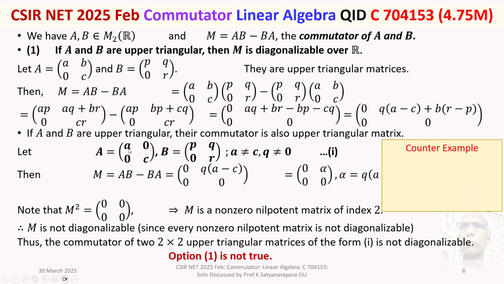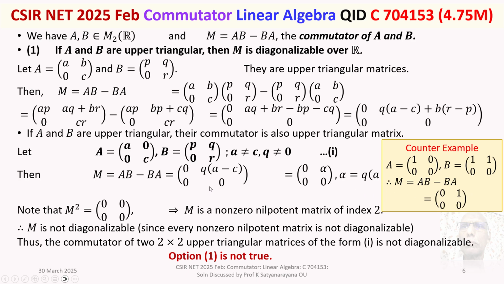In this, put capital A, small a is 1, c is 0. In B, we put p is equal to q is equal to 1, r is 0. Now a not equal to c, q not equal to 0. Right, a not equal to c, 1 not equal to 0, q not equal to 0. Both are upper triangular, obviously. And their commutator M is equal to AB minus BA. Compute, and you will get 0, 1, 0, 0. That means in this counter example, you are getting alpha is equal to 1.